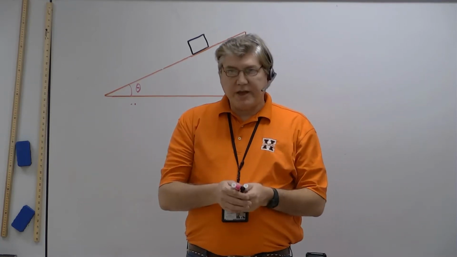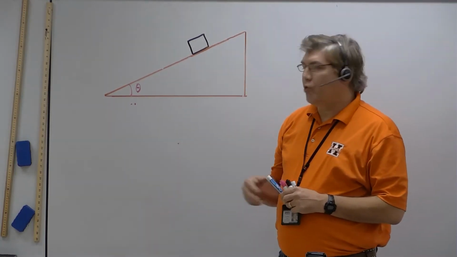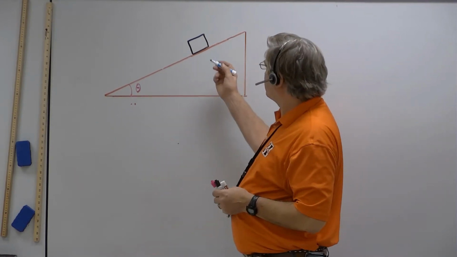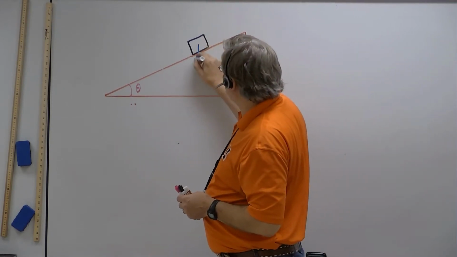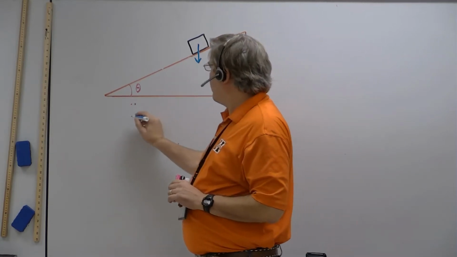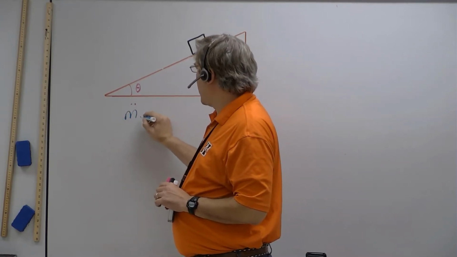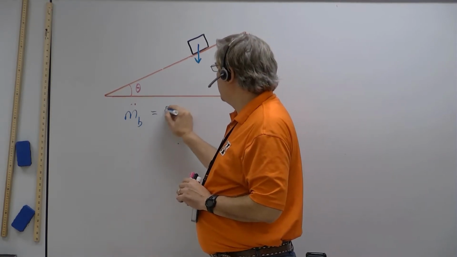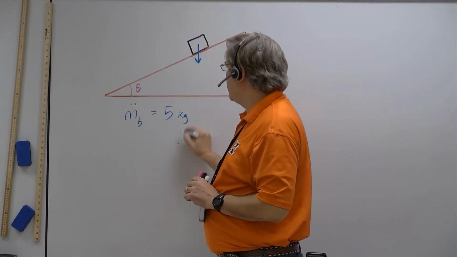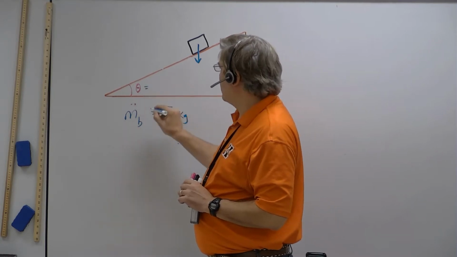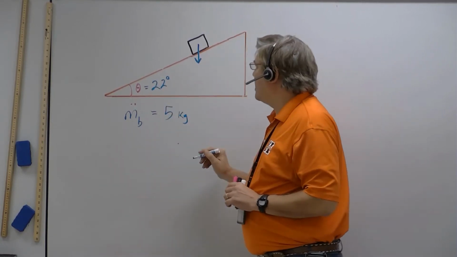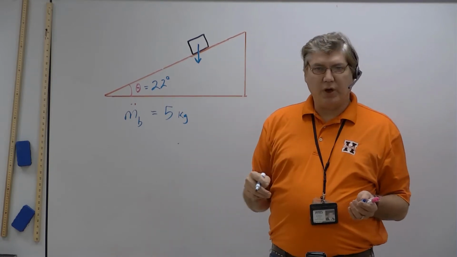Hi, let's take a look at an example for a block on an incline. So what I'm going to do is I'll just pick some random masses here. I'm going to say that the mass of the block, which I'll just call M sub B, is equal to 5 kilograms. And I'll say that my angle here is 22 degrees. So let's figure out some of the important things that we're going to need to know.